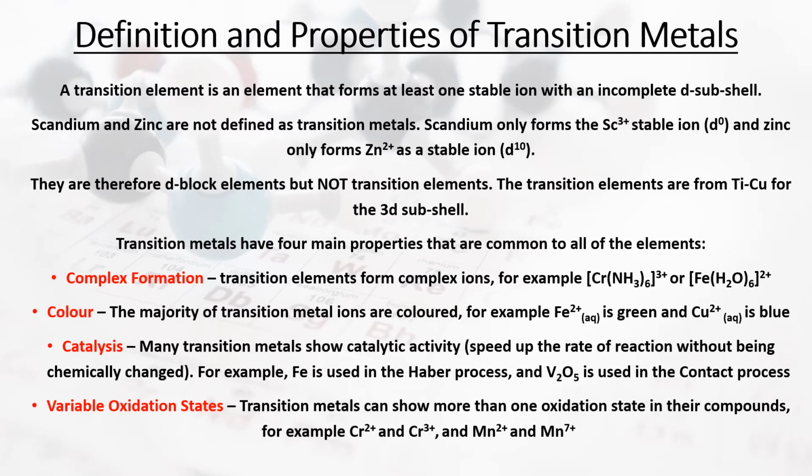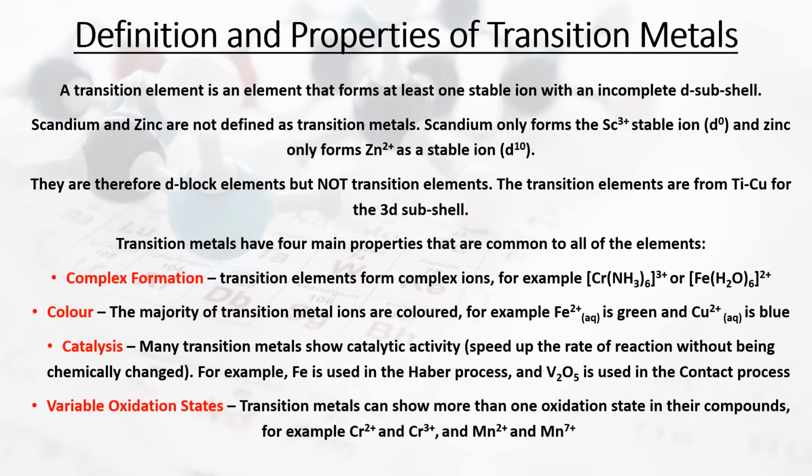And transition metals have four main properties that we're going to talk through in this series of videos that are common to all of the transition metal elements. The first is complex ion formation. Transition elements tend to form complex ions. For example, the chromium hexaammine complex, Cr(NH3)6 3+, or this iron hexaaqua complex, Fe(H2O)6 2+. So remember, a complex ion essentially is more than one type of atom that has a charge on it.